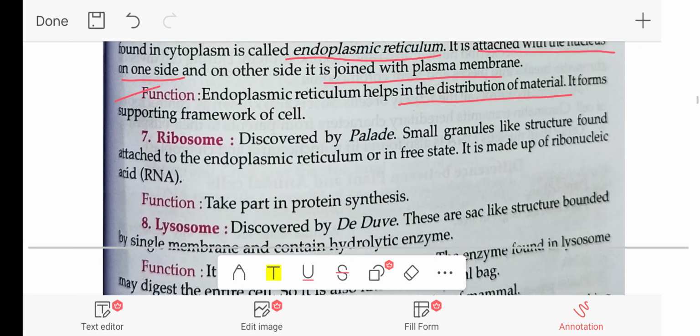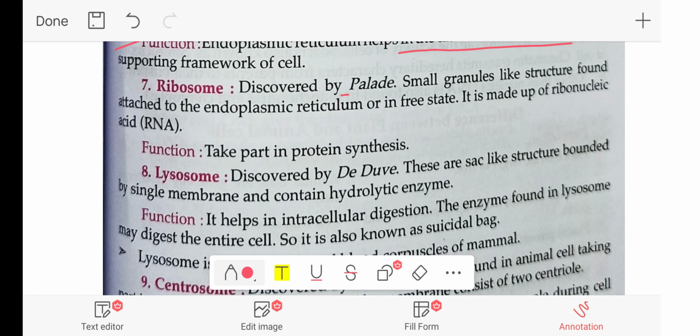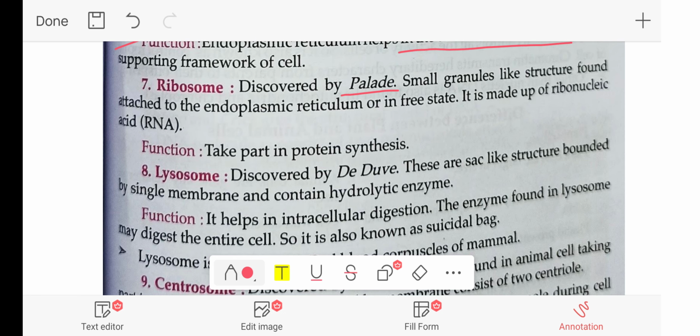Next structure, ribosome. Discovered by Palade. Small granule-like structures found attached to the endoplasmic reticulum or in a free state. It is made up of ribonucleic acid, that is RNA. Function of ribosome. It takes part in protein synthesis.